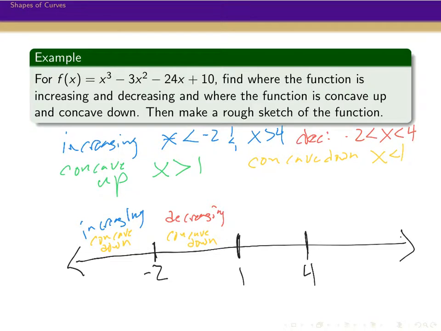Then at 1, the concavity changes. And so at 1, this turns to concave up, but still decreasing. And bigger than 4, then it's increasing and concave up.